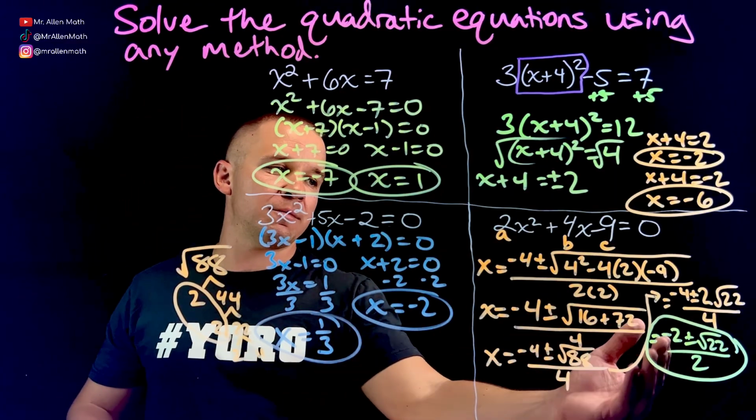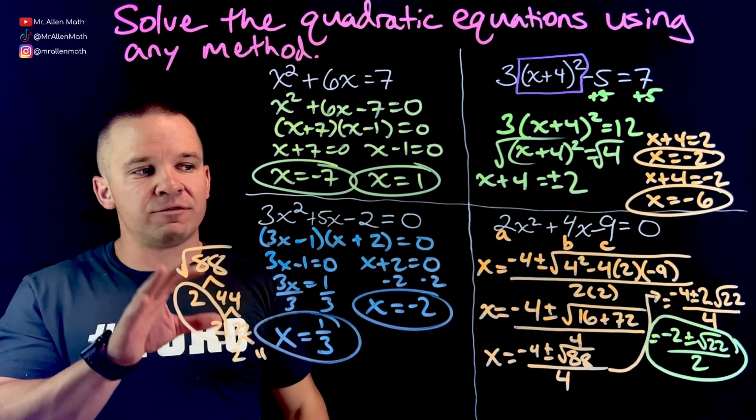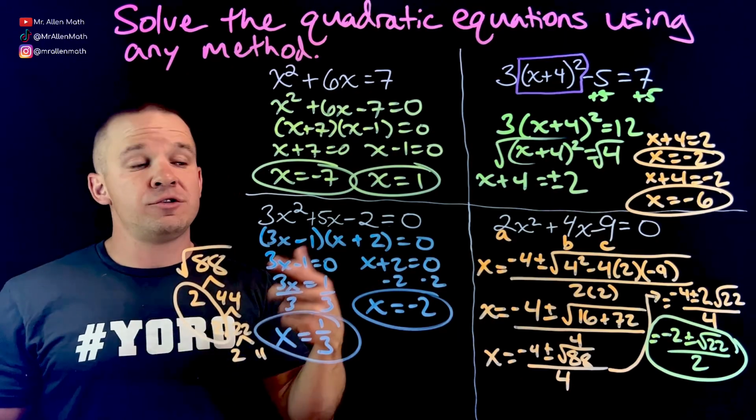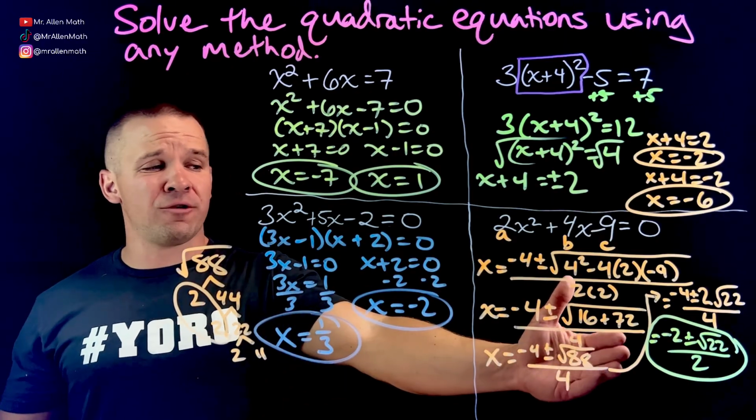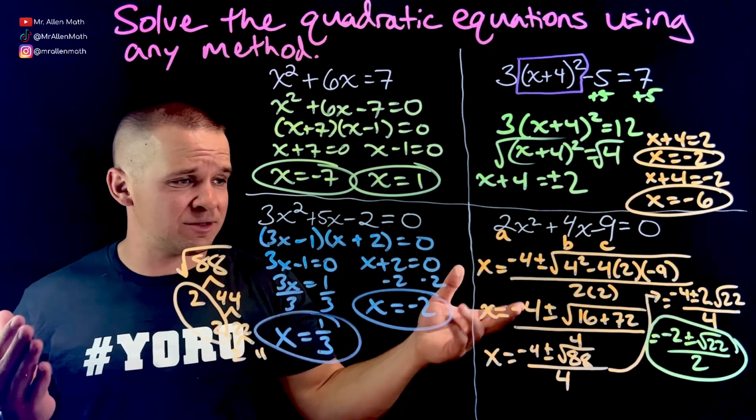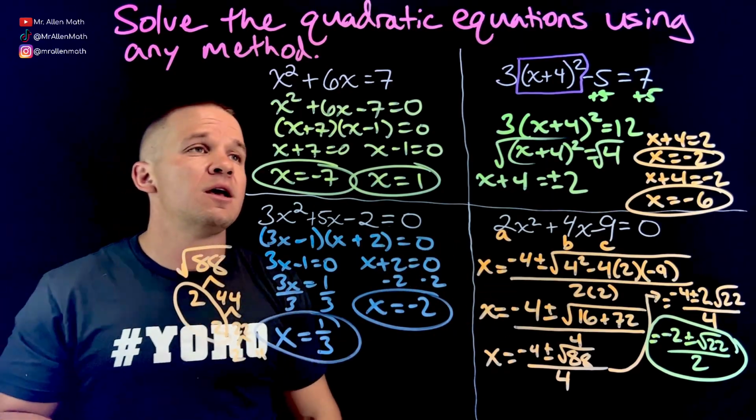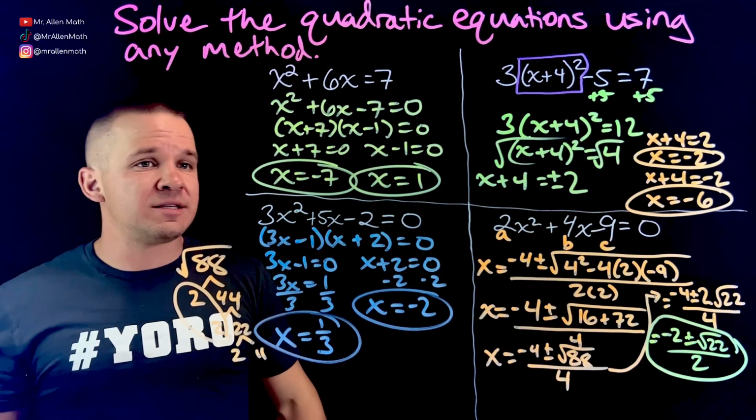Some teachers want you to write them separately, like roots, where you have -2 plus root 22 over 2 and -2 minus root 22 over 2. I prefer it like this. It's less writing. It's clear. It's fine. It's awesome, all right? So there we go, guys. 4 different ways there, right?